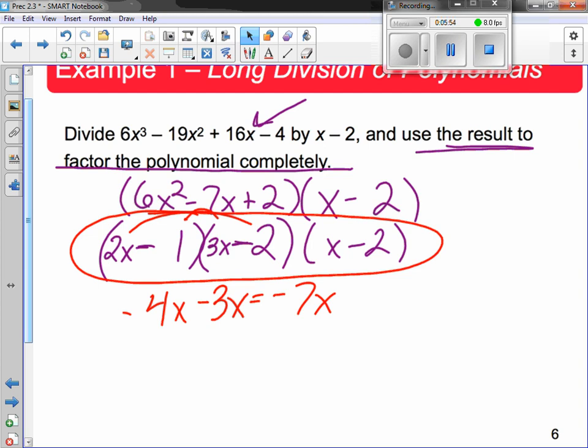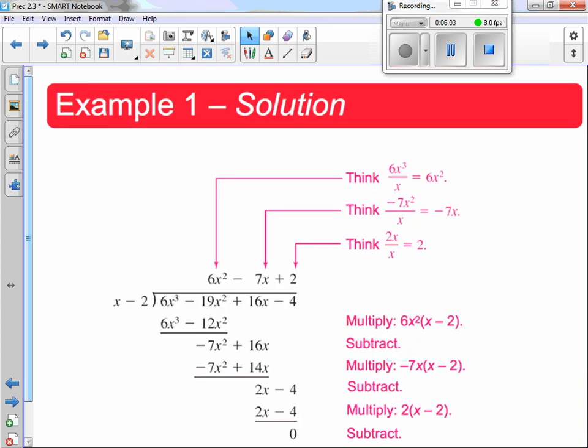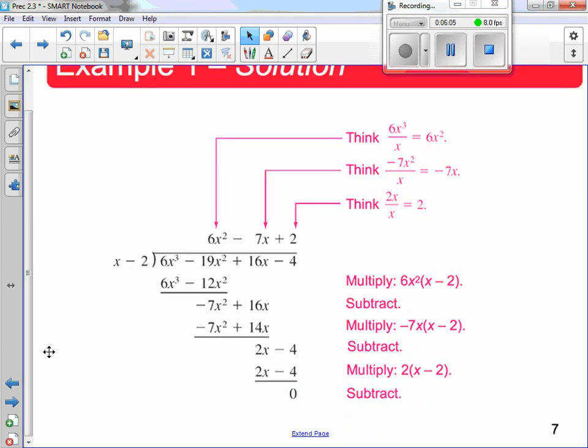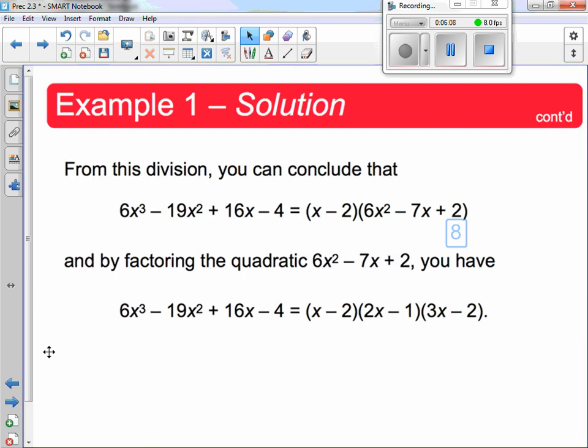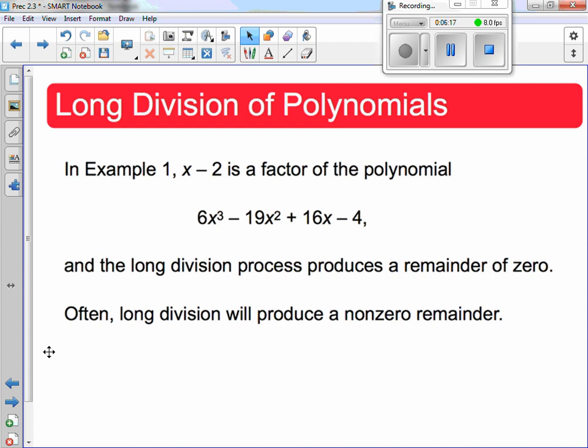Questions on this here? And that's it. Now, if we wanted to solve it, we would set them equal to 0 and solve. So we would do our division like we did, and by factoring it you have this here, and that's factored completely. Now in example 2, x minus 2 is a factor of the polynomial because the remainder is 0. Whenever we do long division, if the remainder is 0, it is a factor. If it's something other than 0, it is not a factor.